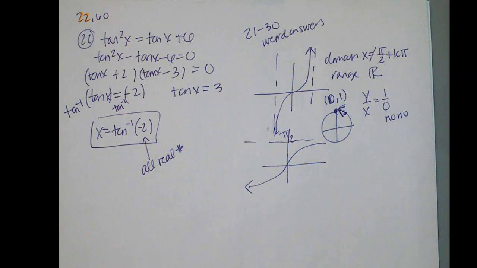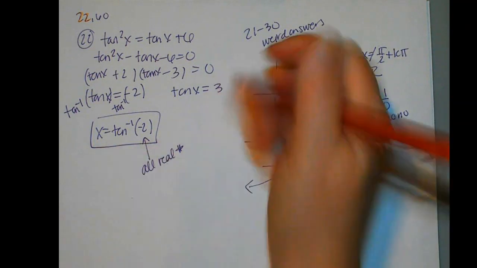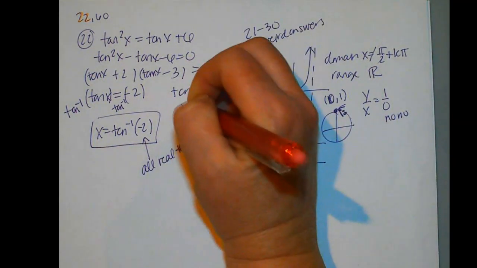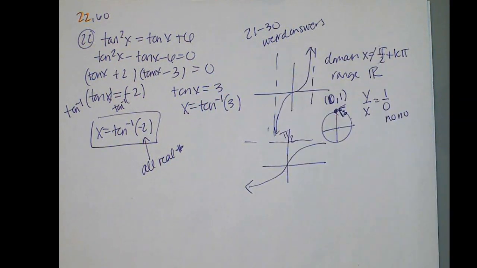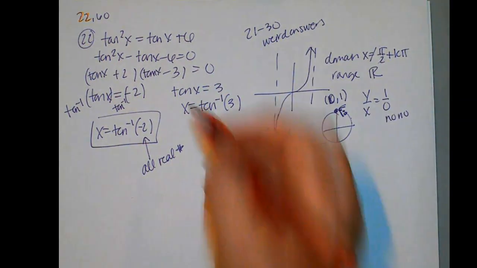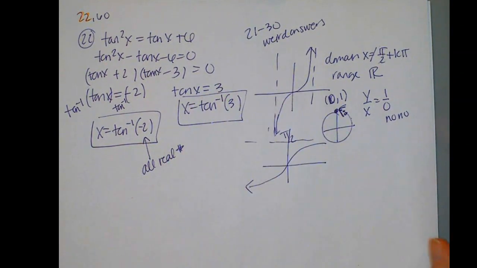How about now? Is it making sense? Okay. So that means you can use 3. You can use 3 too. So it's just x. So over here, we're taking the tangent inverse of both sides. We get x equals tangent inverse of 3. So really good question to go over.